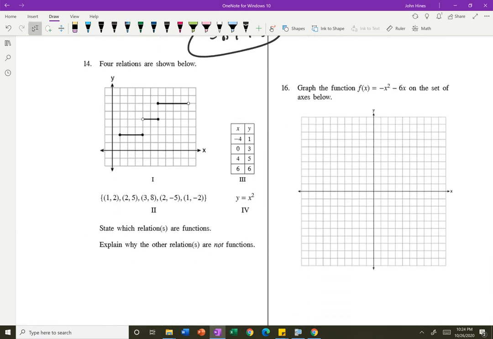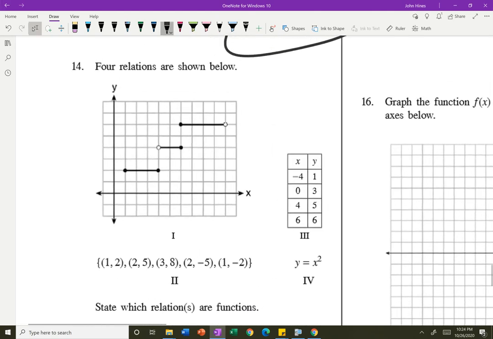4 relations are shown below. Which are functions? So let's go through them one by one. All right, I see a graph here, so I'm going to draw in vertical lines. So that looks like a problem, but I've got an open circle. Open circles are okay. I'm only hitting it once. Again, open circles are okay.